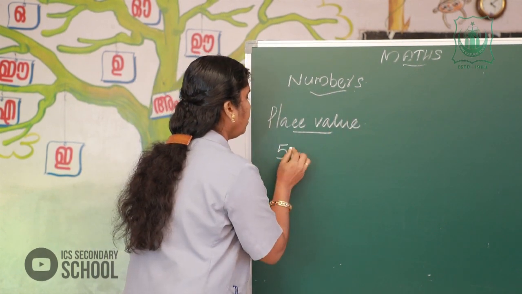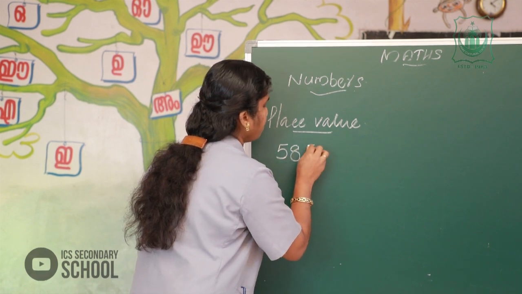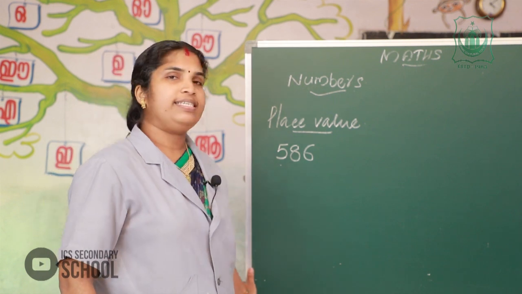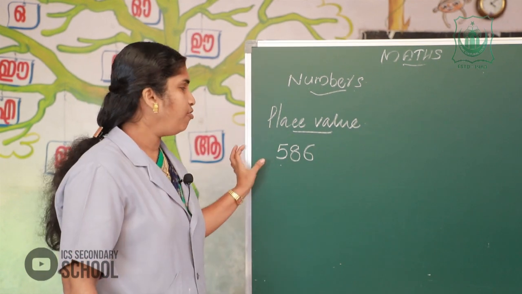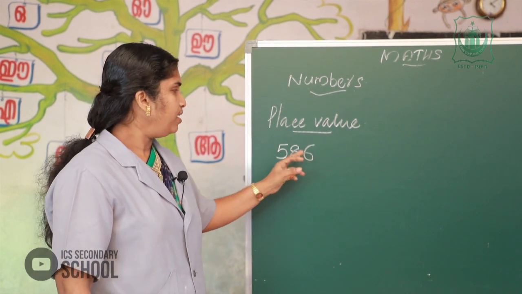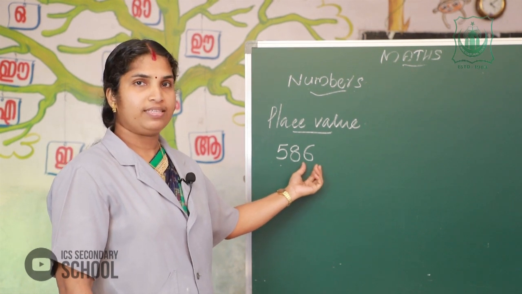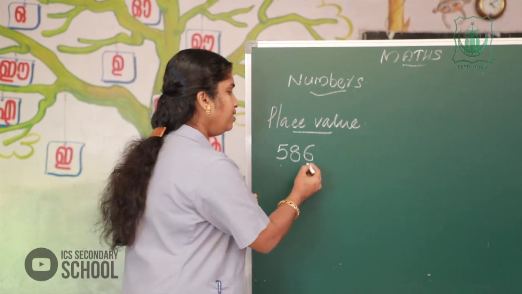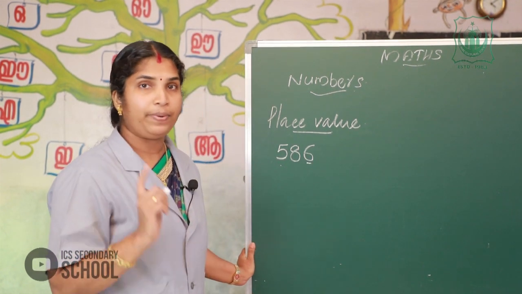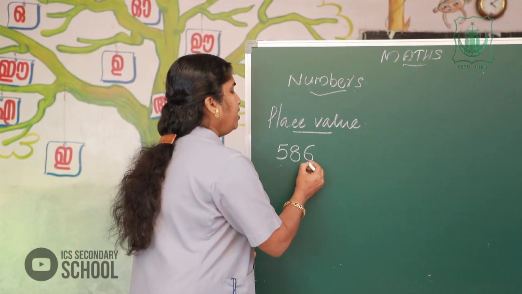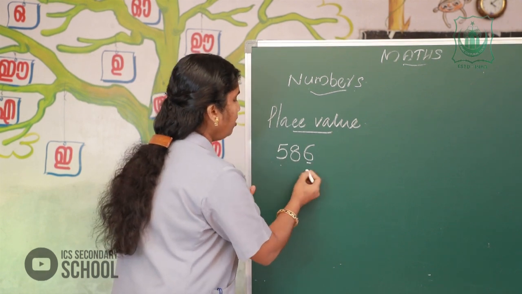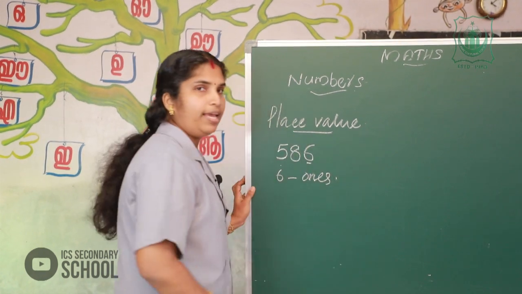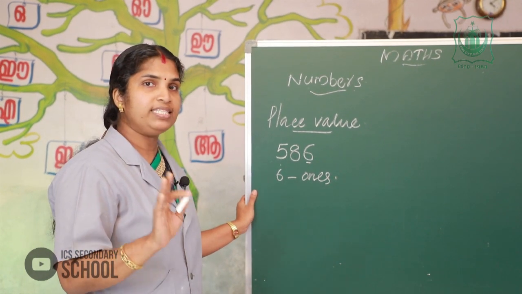The number is 586. Which place is 6 in? 6 is in the ones place. Okay, the place value of 6 is ones.